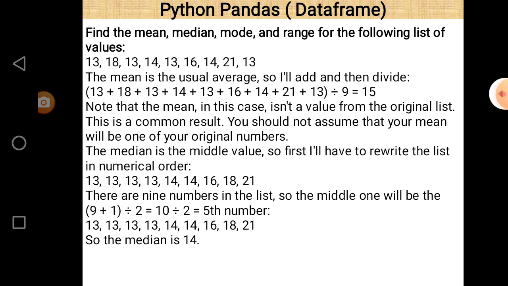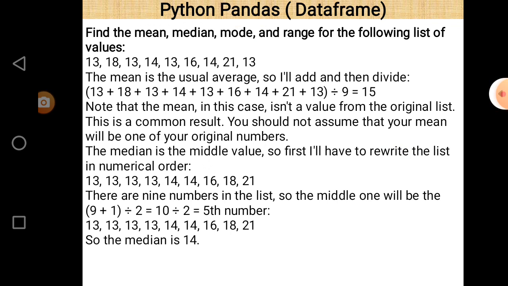Mean means average value. So there are some values, and these are 13, 18, 13, 14, 13, 16, 14, 21, 13. These are actually 9 values. So to find out the mean, first of all add these values, and after that divide by 9, because the total number of values is 9. We got a value which is 15 in this case, and 15 is the mean. So to calculate a mean, it is very simple. Just add all numbers and divide by the total number of numbers. We got the mean, which we can also say is the average.